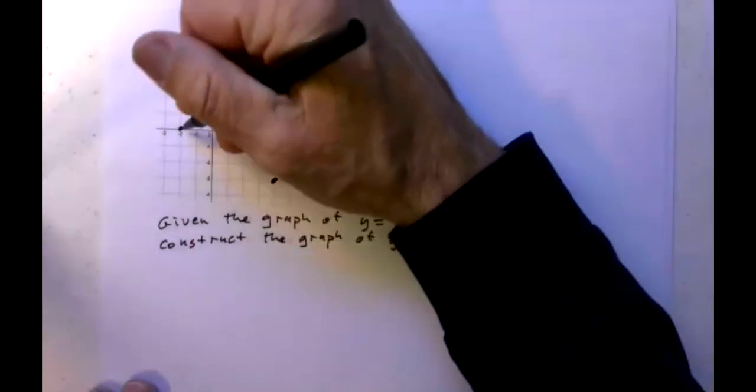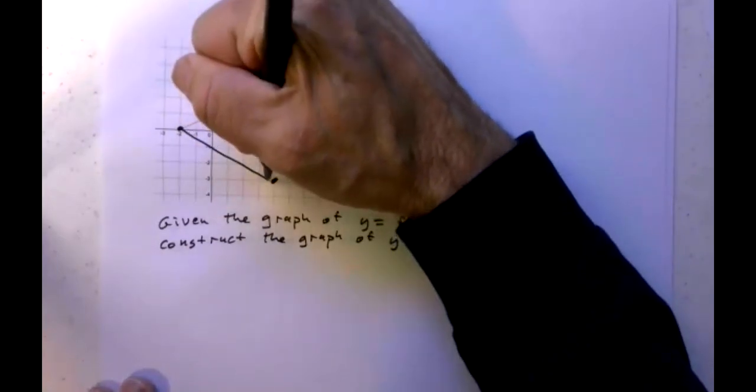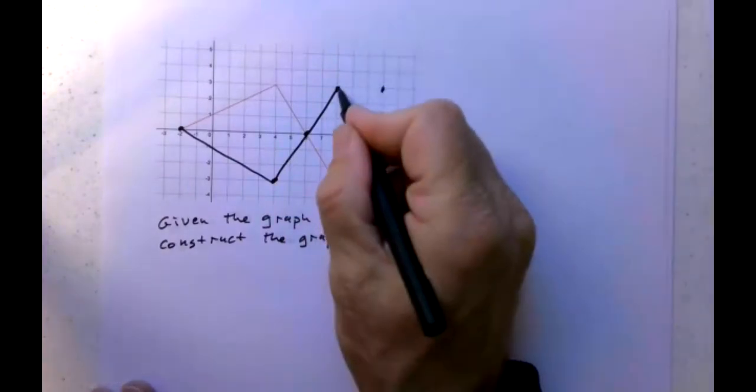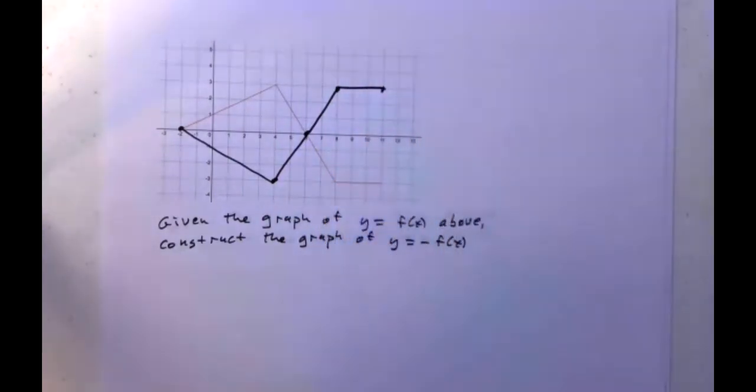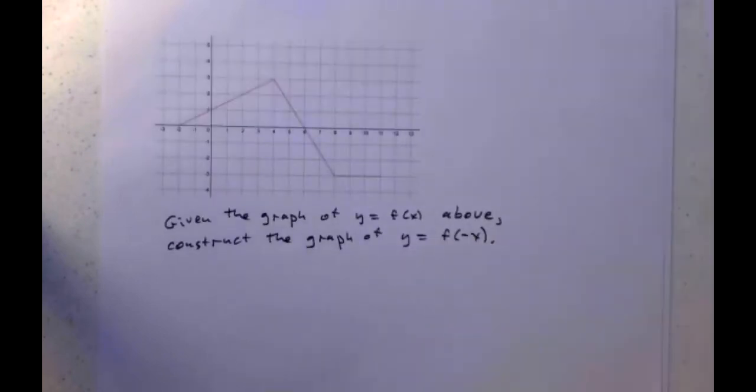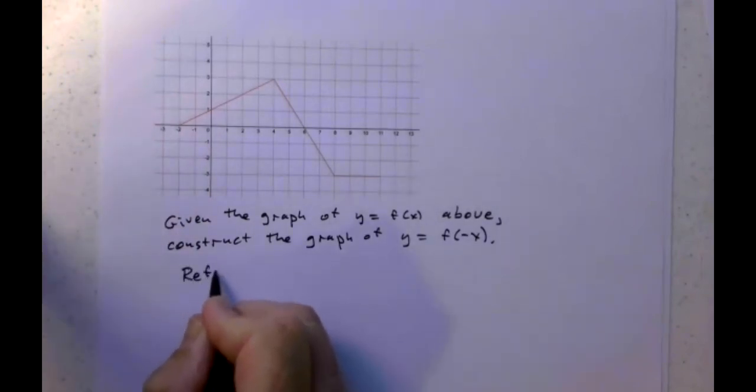So as I attempt to draw this, given the fact that it was a reflection through the x-axis, we get the same shape, but flipped upside down, given a reflection. Okay, this last part, we want to construct the graph of y equals f of negative x. To do this, that is a reflection through the y-axis.